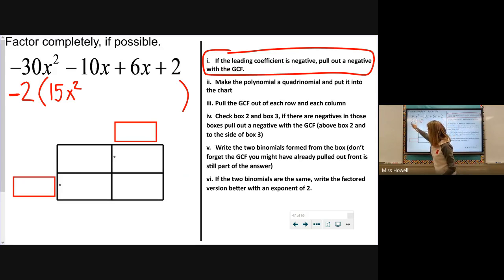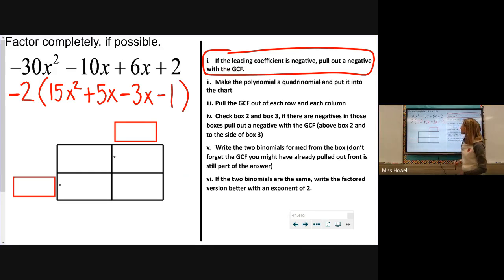-10 divided by -2 would give us a positive in here again of 5x. A positive 6 divided by a -2 would give us a leftover -3x. And 2 divided by -2 would give us a leftover here of -1. Or the other way to think of it is when I pull out a negative out here, the leftovers are all going to be opposites of what they originally were. So negative became a positive, and negative became a positive, positive became a negative, and a positive became a negative, right? That'd be sort of your shortcut to know your sign.